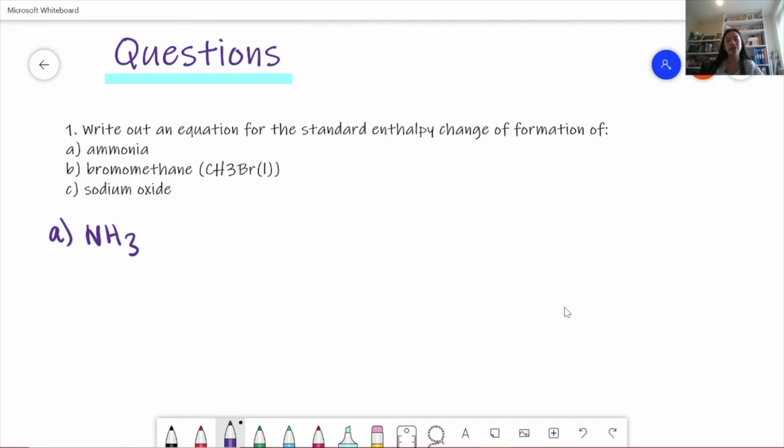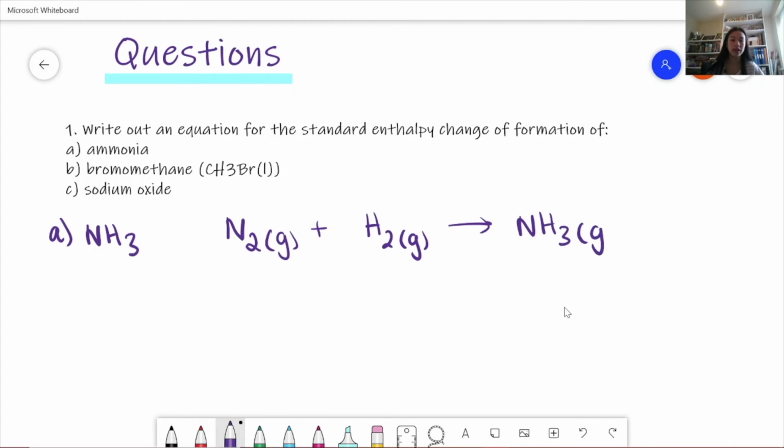And so the definition of the enthalpy change of formation is the enthalpy change when we form 1 mole of a substance from its constituent elements in their standard states. And so we're forming 1 mole of ammonia. So ammonia is made out of nitrogen and hydrogen, and they both exist as diatomic molecules, so 2 nitrogen atoms, and they're both gases. So we add together nitrogen and hydrogen to form ammonia, which is also a gas.